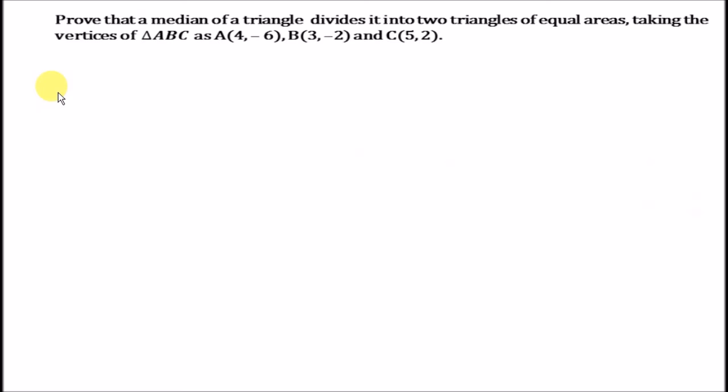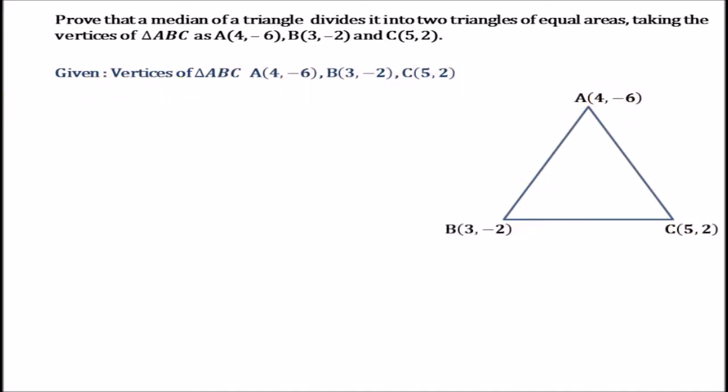Moving on to the next question, we need to prove that a median of a triangle divides it into two triangles of equal areas, taking the vertices of triangle ABC as A (4, -6), B (3, -2), and C (5, 2). So these are the given vertices. Let us illustrate in the form of a figure.